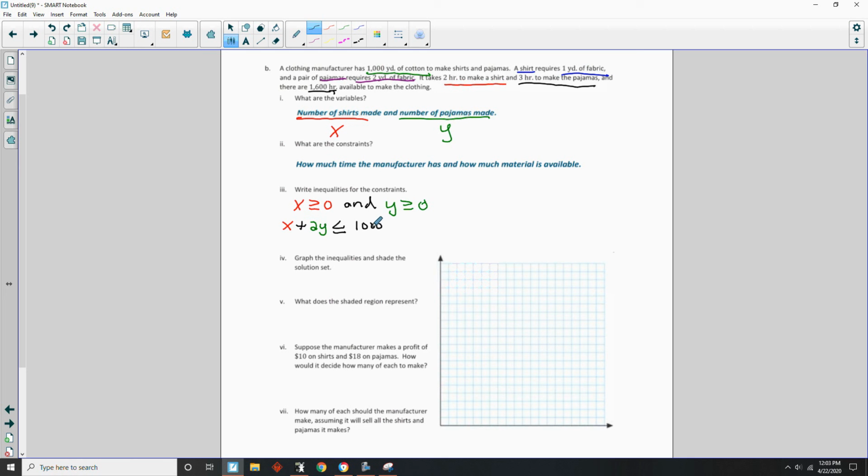And then if we're going to talk about time, it takes 2 hours to make a shirt, 2X, plus it takes 3 hours to make pajamas, 3Y, has to be less than or equal to our total time of 1,600. Let me keep with the colors here. So that's got to be less than or equal to 1,600 hours. So there are our 4 inequalities.